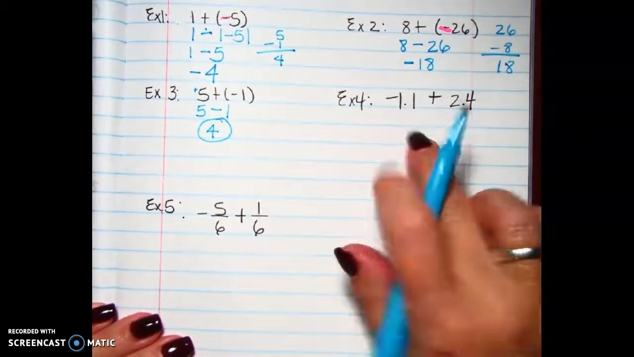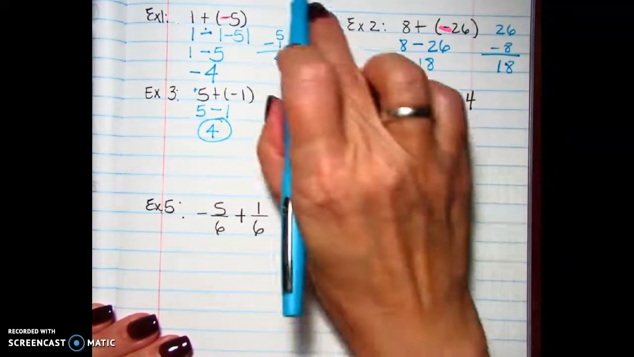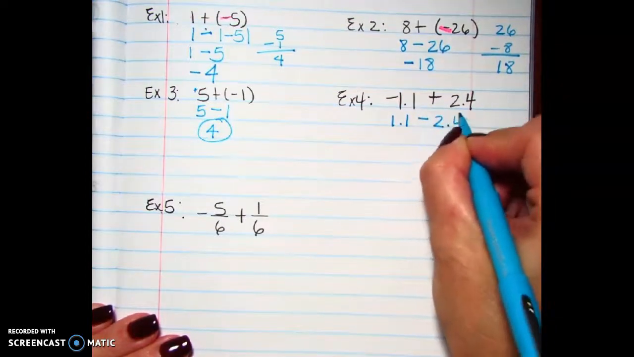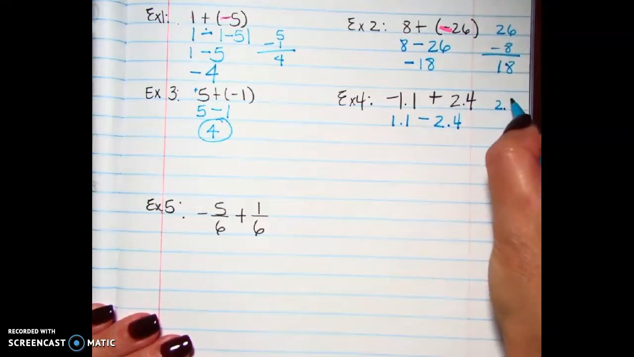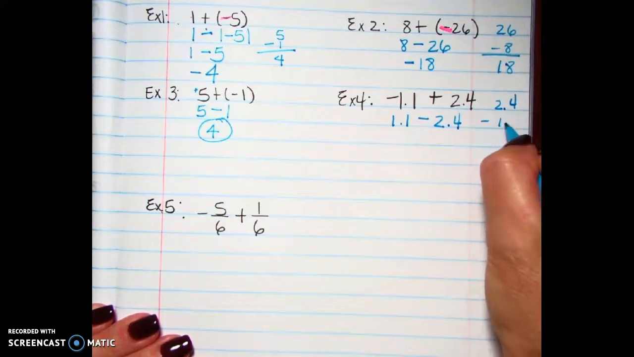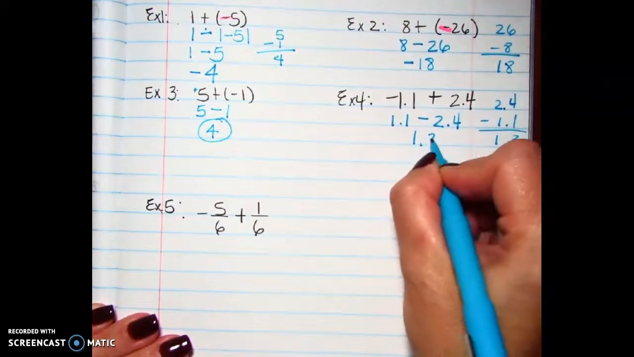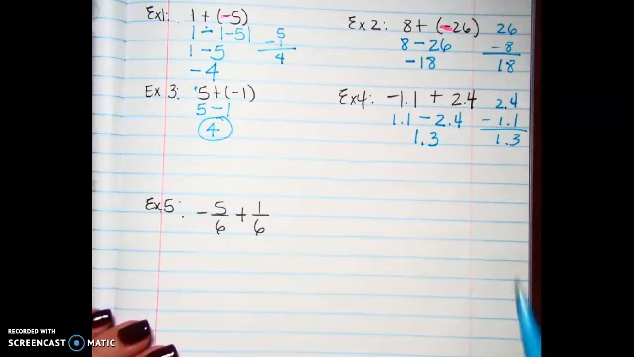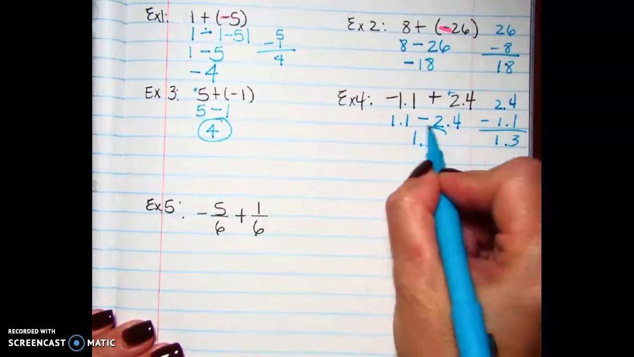Here again, we have the absolute value of 1 1/10, and then I subtract the absolute value of 2 4/10. And I go ahead and subtract, and I end up with 1 3/10. Is it positive or is it negative? Well, my original problem is positive, so that is what it stays.